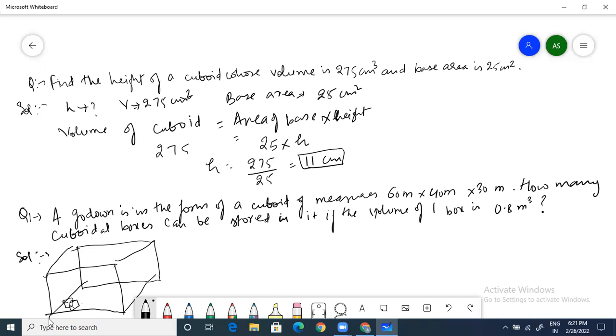So what we need to find out here is how many cuboidal boxes can be stored. If you remember when we talked about area in two-dimensional shapes, if I have to tile this particular floor, and the entire area of the base is this much and the area of the tile is this much, then we used to divide those numbers, right?